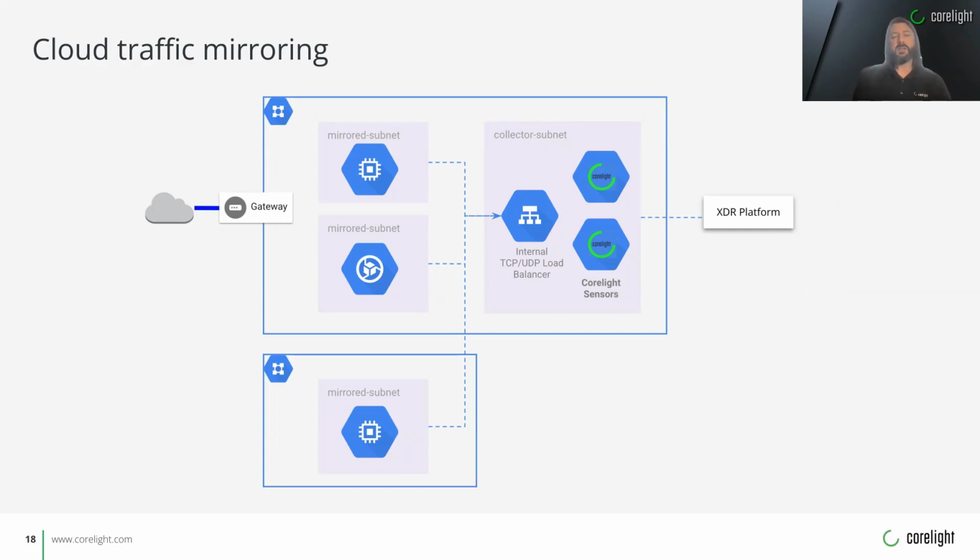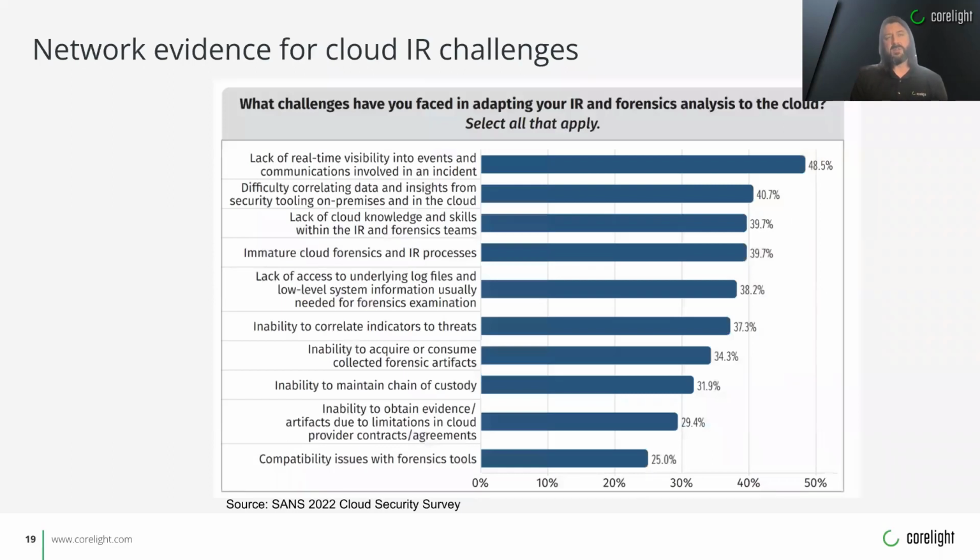And not only are you getting that visibility, but you're getting consistent visibility across on-prem and cloud, which, when we look at a recent survey that we sponsored with SANS, the SANS 2022 Cloud Security Survey, network evidence is a great way to address cloud IR challenges that a lot of security operations teams are dealing with. When you look at the first challenge, lack of real-time visibility into events and communication involved in an incident, network evidence is a great way to address that challenge.